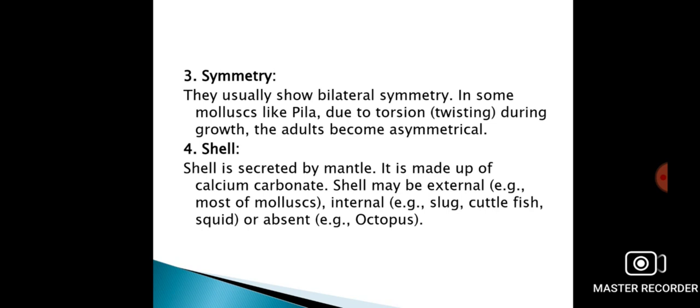The body of molluscs is covered by hard protective covering which is called a shell. Shell is secreted by mantle and shell is made up of calcium carbonate. Shell is always external, but in some molluscs like slug and cuttlefish, internal shell is present, while in case of octopus, shell is absent.